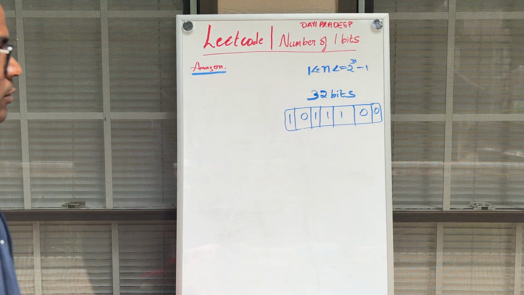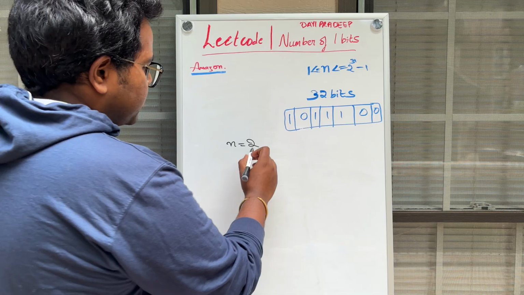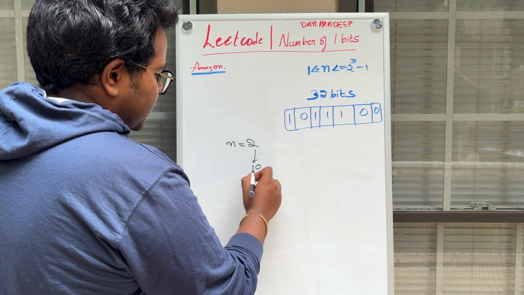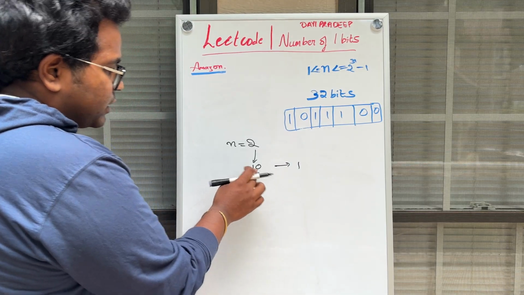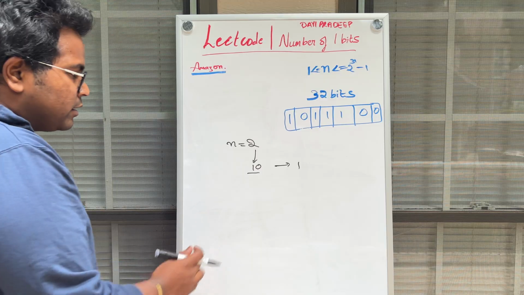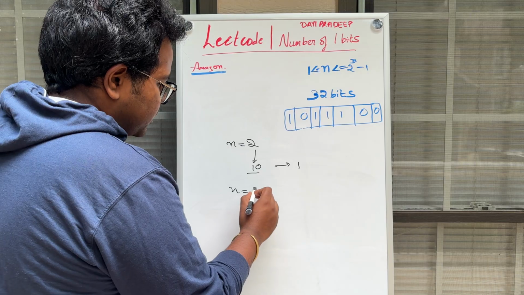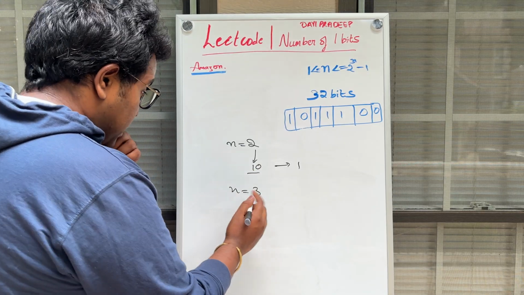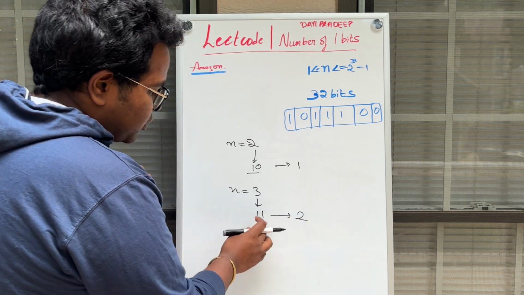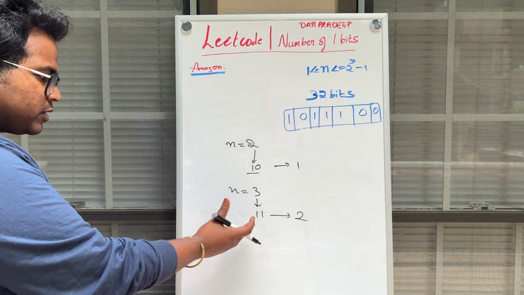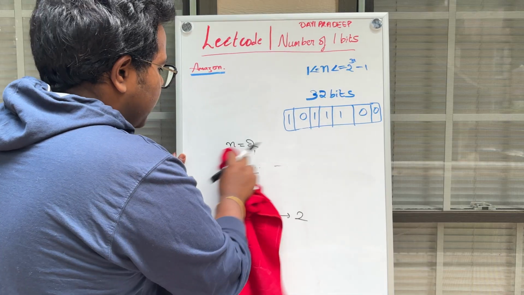Let me explain with an example. Suppose n can be represented as 0 1 0, so the answer will be 1, as it has one 1 in the binary representation. Let me take another example. For n equal to 3, 3 can be represented as 1 1, so the answer is 2. The number of ones present in the binary representation of 3 is 2. So let's dive into the solution.